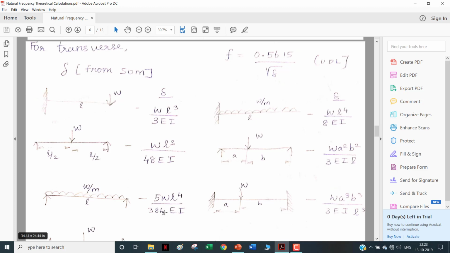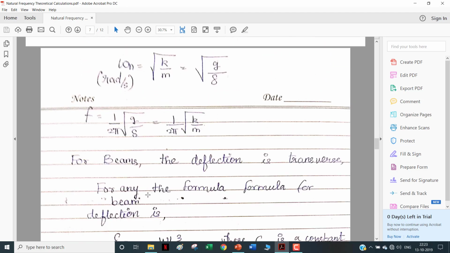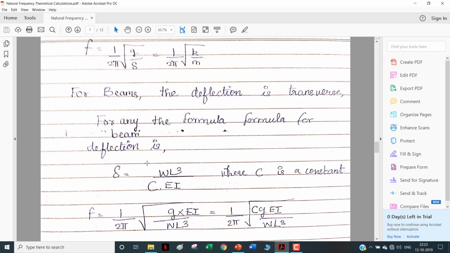Here you have UDL: w WL power 4 divided by 384EI. Here w is the load per unit length. Once you cancel one length, you again get the WL cube by EI, which is similar to the above cases. Only this initial number keeps changing for each case. So I can generally write it as WL cube by CEI, where C is a constant number which depends on the particular case I am solving.